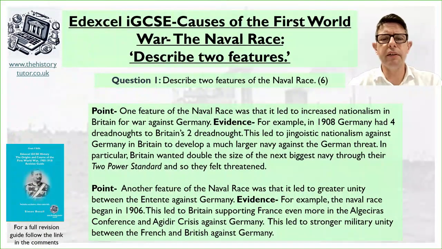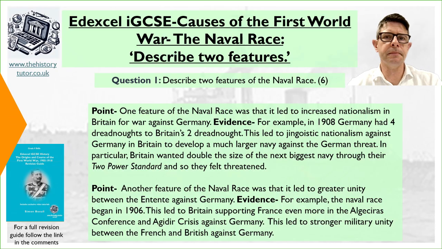So I said, for example, the naval race began in 1906. This led to Britain supporting France even more in the Algeciras conference and the Agadir crisis against Germany. This led to stronger military unity between Britain and France against Germany.